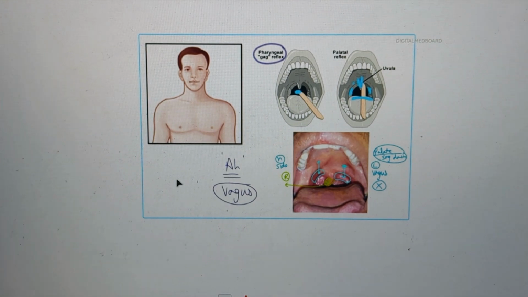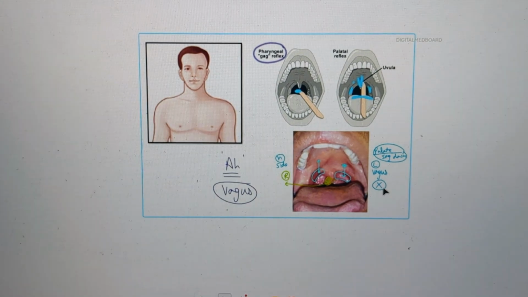To access cranial nerve 10, vagus nerve, ask the patient to say "ah." When they do, palate muscles contract, causing the uvula to elevate in the midline. This examination doesn't require physical contact with the patient.